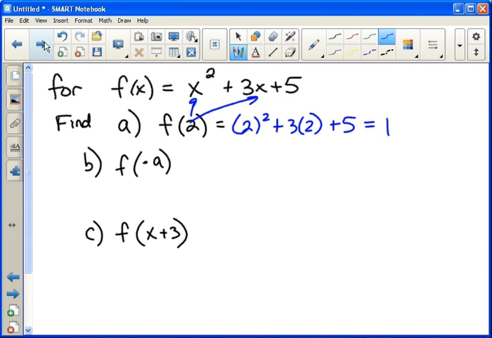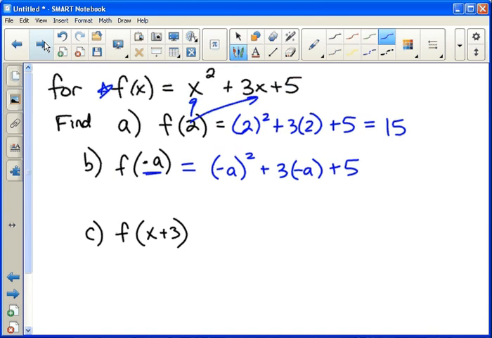So all you do is take whatever's in parentheses and plug it in for x. So now we have -a. We take -a and we plug it in for x. So everywhere I have an x in my original function, so to be clear, I'm still using this function up here for all these problems on this slide. I take -a and I plug it in for x. So another way you can think about this is I'm substituting. I'm replacing all the x's with whatever's in parentheses, in this case -a.